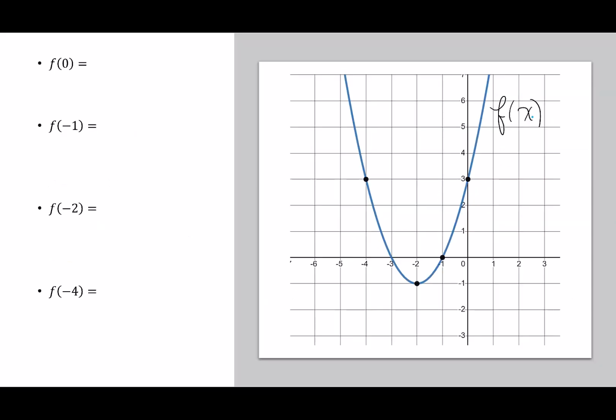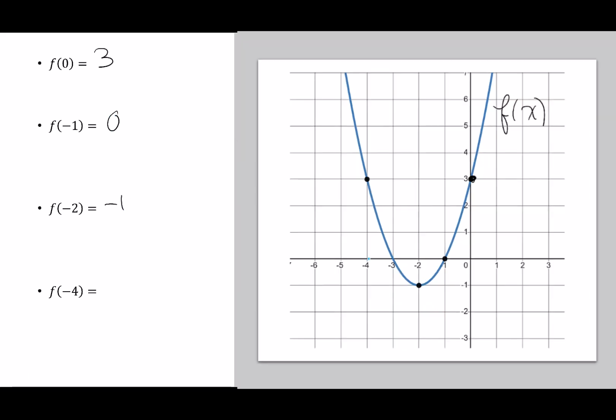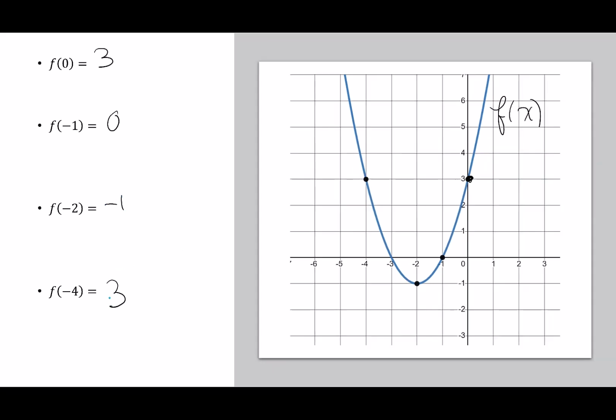We can use the same kind of reasoning to find the values of f(x) seen in this graph. If I look at f(0), I can see when x is 0, my y value is 3. When x is -1, my y value is 0. When x is -2, the y value is -1. And when x is -4, the y value is 3. So I want you to think of this as input x and output y. When I read a function value, I'm given where to look, and then I say, what do I see?